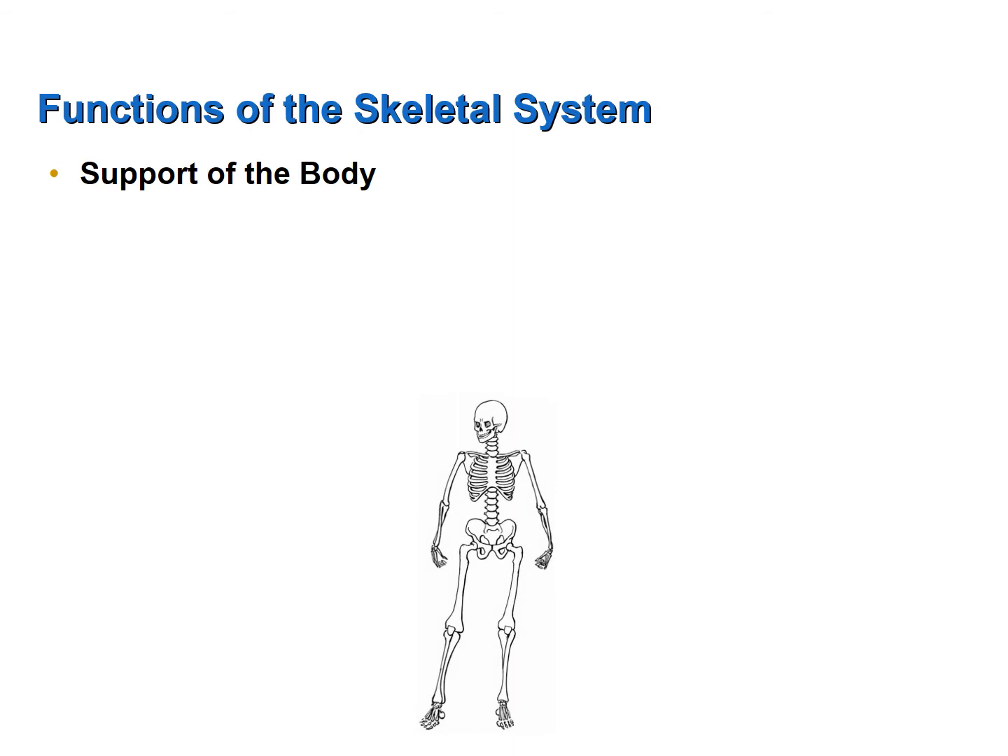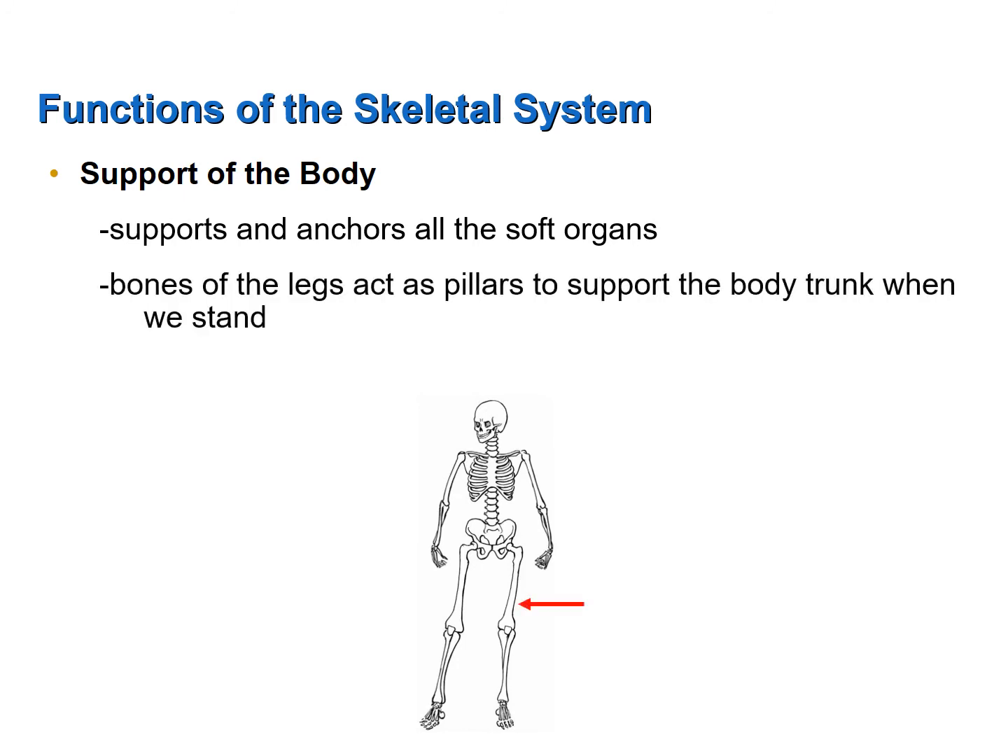One of the functions of the skeletal system is to provide support for the body. Many organs are anchored to the bones and cartilages of the skeletal system. The bones of the leg act as pillars supporting the upper body, the body trunk, as well as the head when we stand and when we hold our head erect. The rib cage supports the thoracic wall, to which many organs of the thoracic cavity are either directly or indirectly attached.